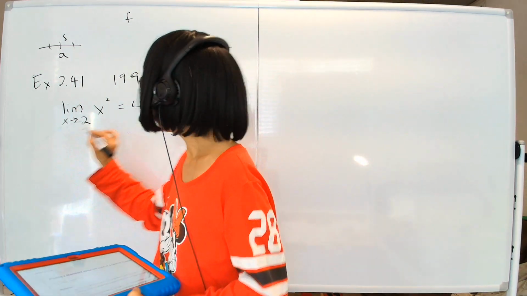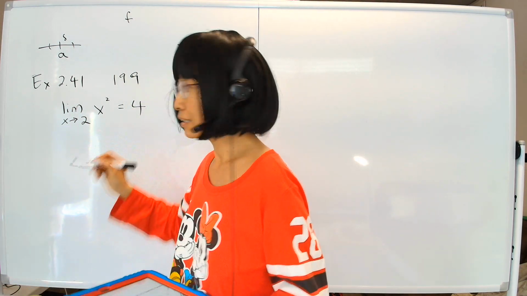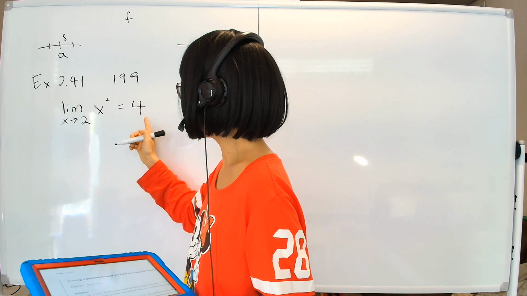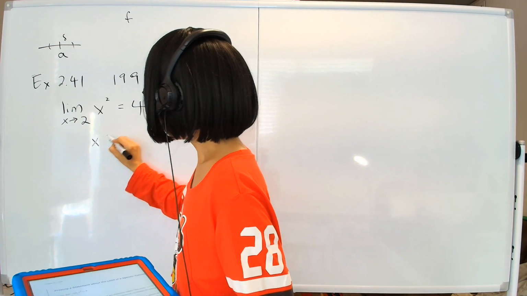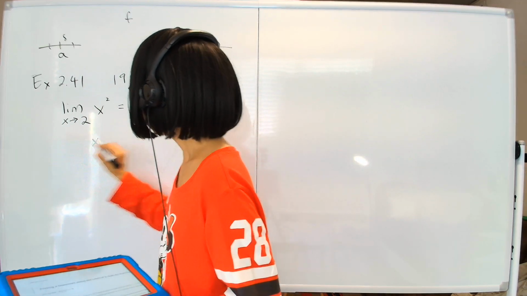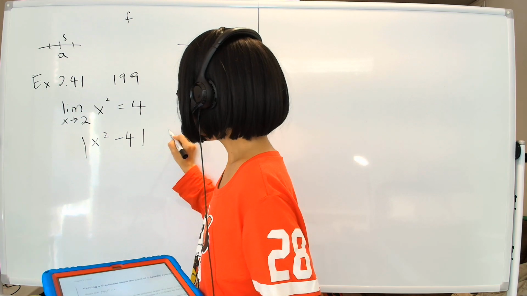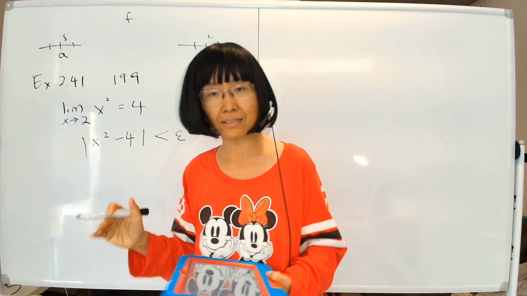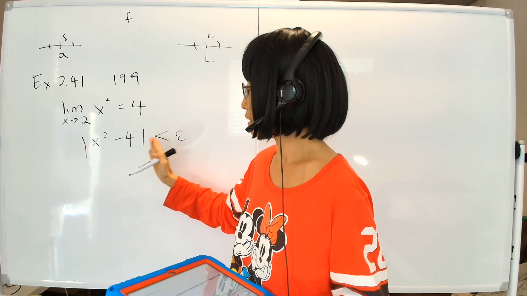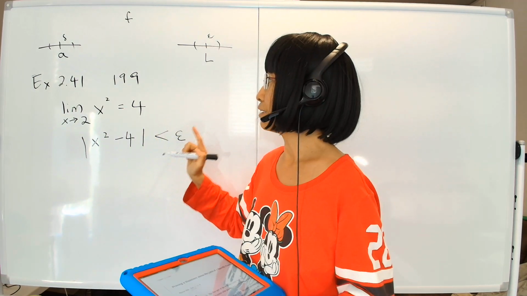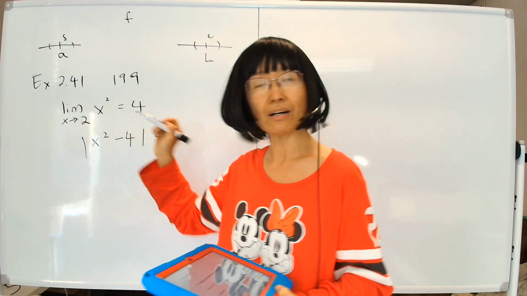So anyway, how do you do that? Well, the definition says you have to prove that the function is within epsilon. So what do we want? You're given epsilon, right? So you're supposed to prove that x squared minus 4 has to be less than epsilon if x is... You have to prove that the function x squared is within epsilon of 4 if x is within delta of 2.